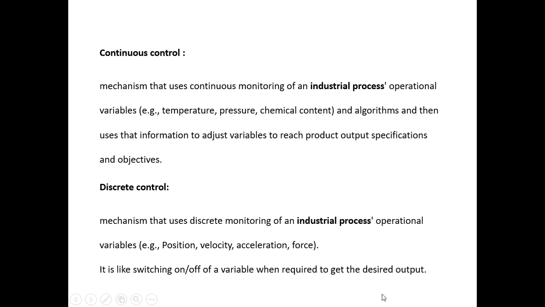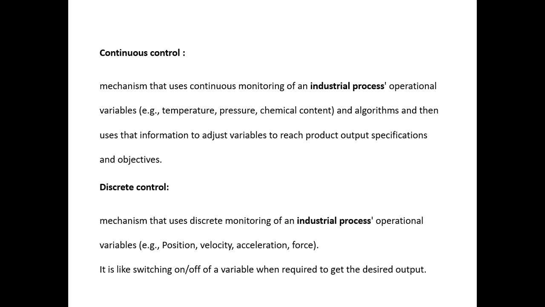So this shows the difference between process industries and discrete industries. Any industry which goes for controlling the system follows two types of control. One is continuous control and the other is discrete control.